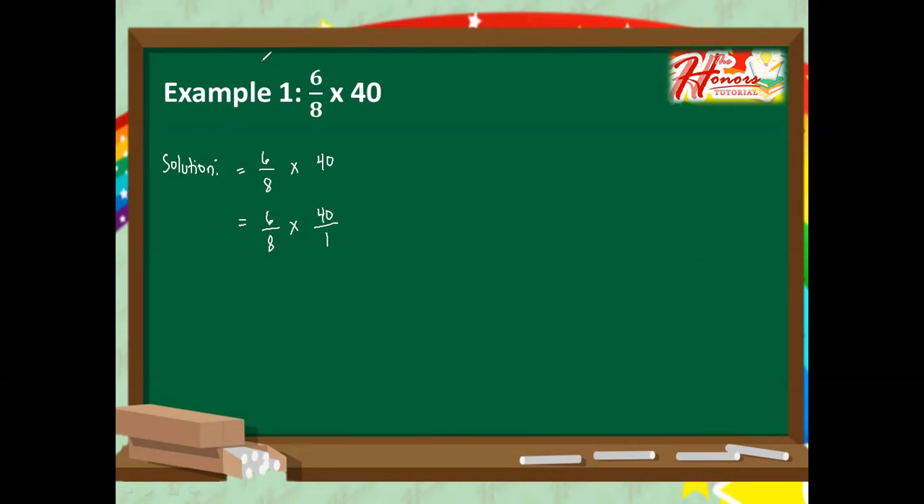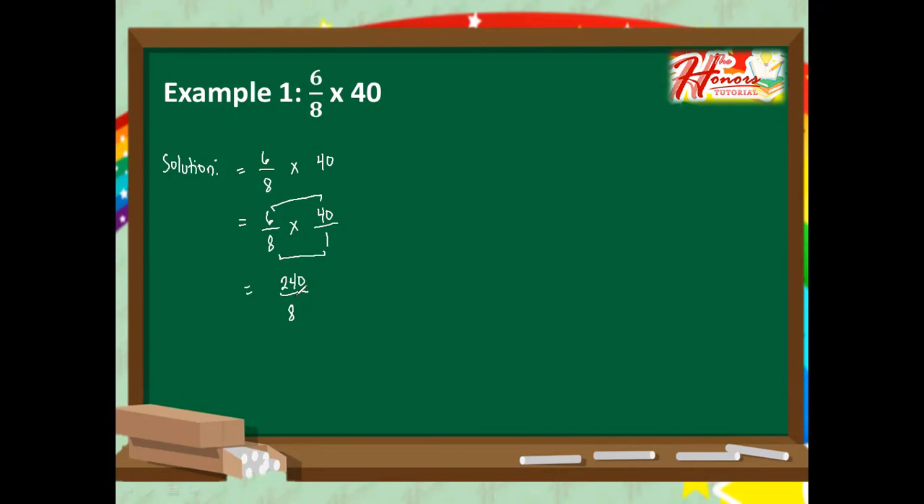So the usual way of solving multiplication of a fraction to a whole number is multiplying numerator to numerator and denominator to denominator. So 6 times 40, that is 240, over 8 times 1, that is 8. As you can see in here, 240 over 8 is an improper fraction, meaning the numerator is greater than the denominator. So if that is the case, we have to change this into a mixed number.